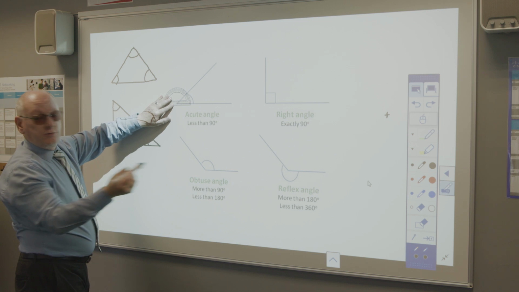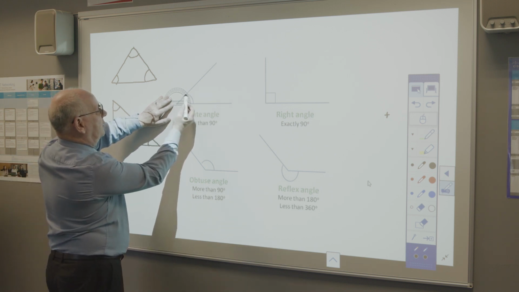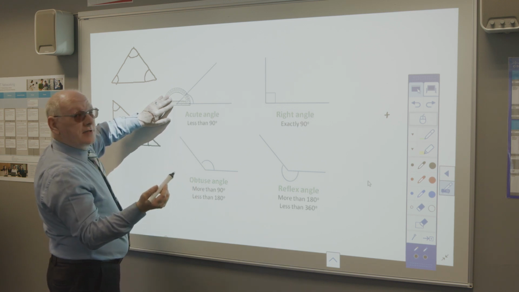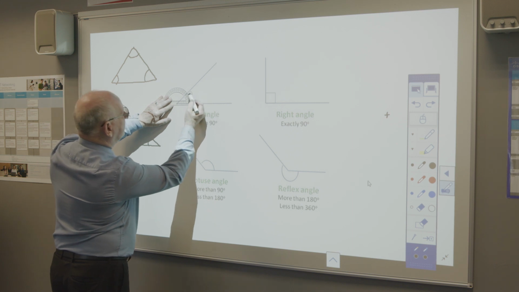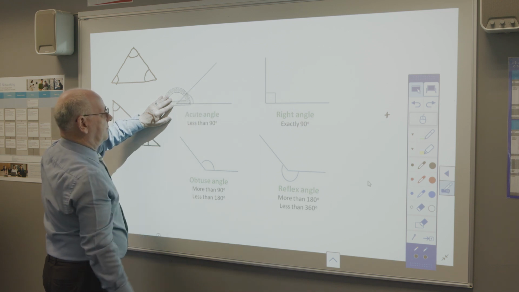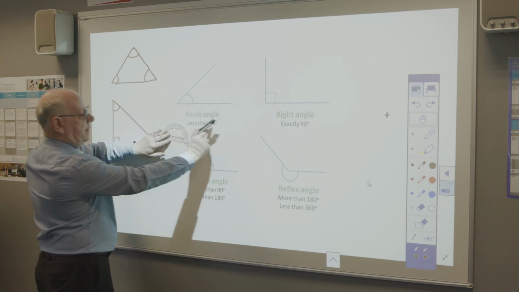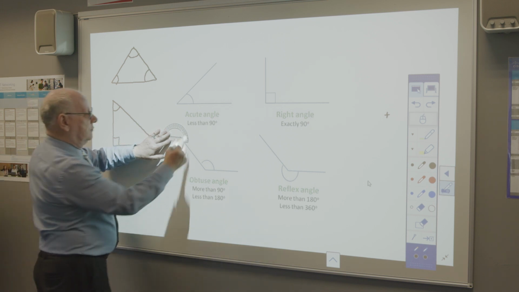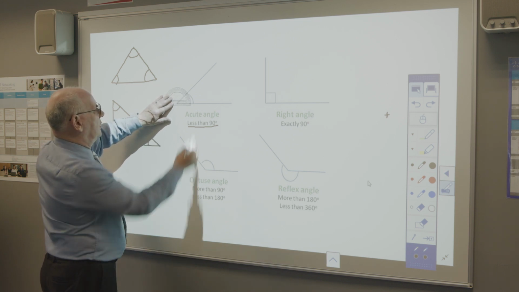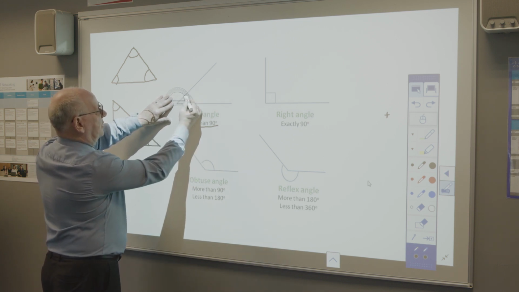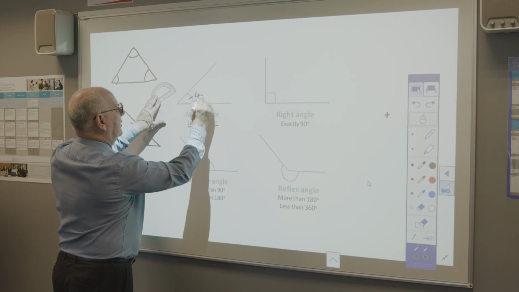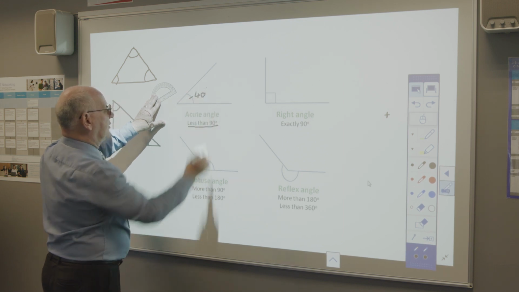Now there are 2 scales. There's a bottom one and a top one. And people get confused as to which one to use. That one says that that angle is 140 degrees. This one says it's 40. It's an acute angle. It's got to be less than 90, so you know it's not going to be 140. You're going to be reading from that bottom one. So this angle is actually 40 degrees.